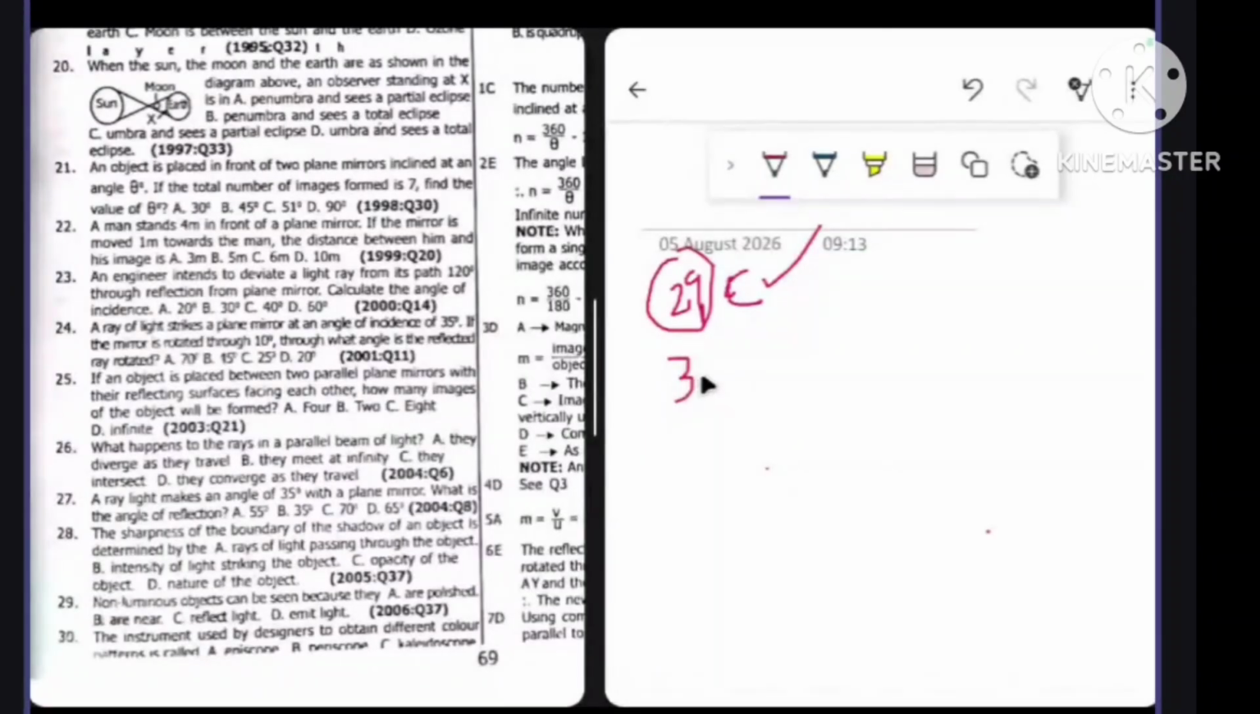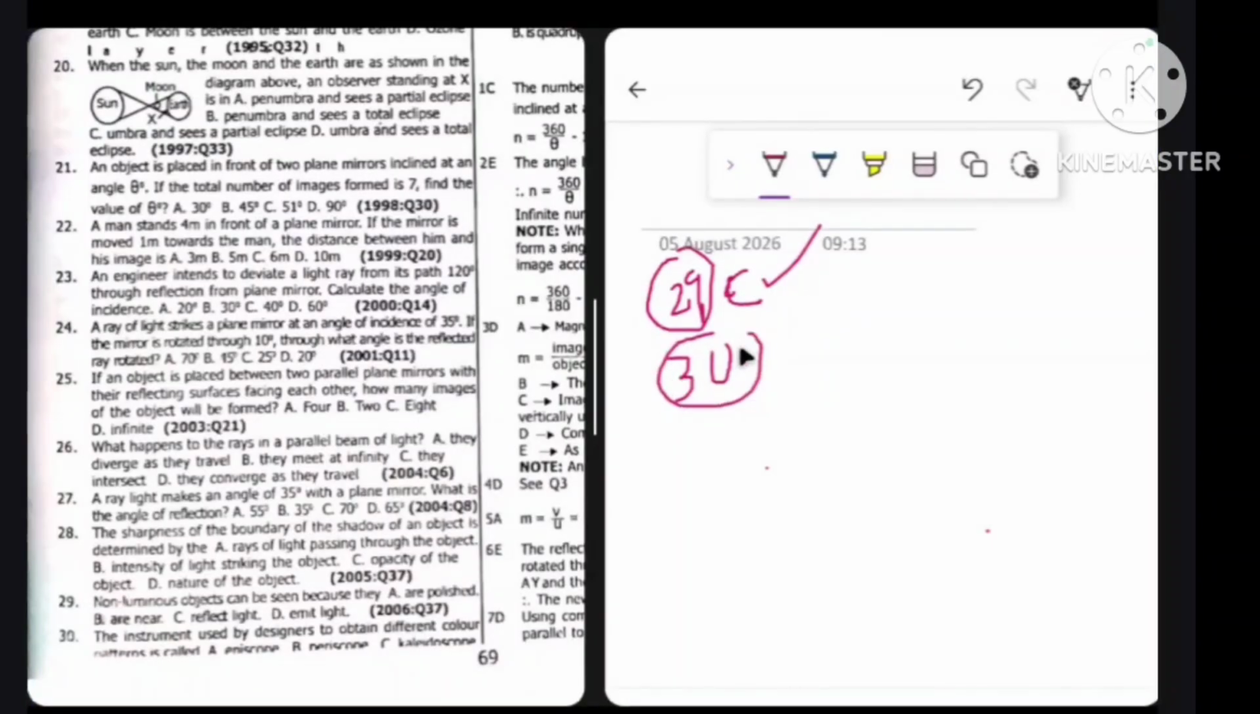Then 30. The instrument used by designers to observe or to obtain different color patterns is called dash. A, periscope. So the answer is periscope. Are you sure? Yes, sir. Well, I think maybe because periscope is the most common.